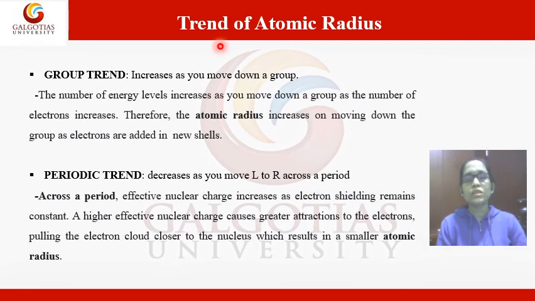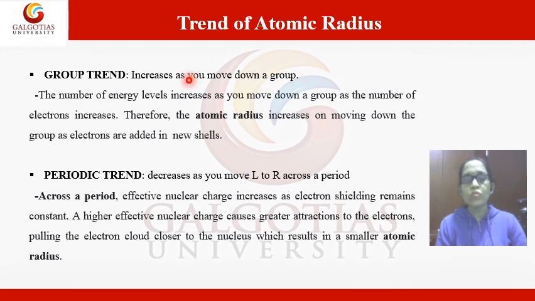Let us discuss the trend of atomic radius in the periodic table. When we are going in a group from top to bottom, what happens? The atomic radius increases. So why does atomic radius increase in a group?